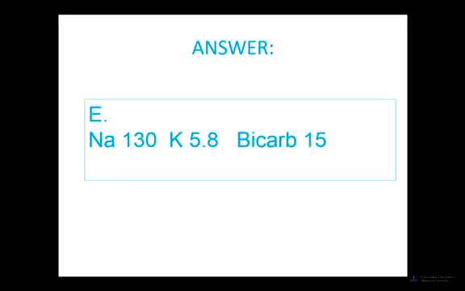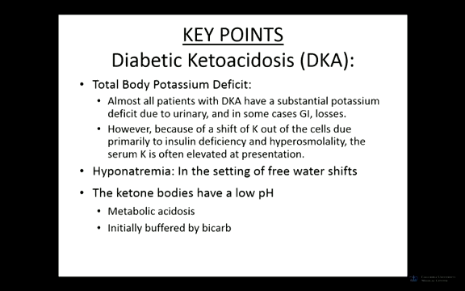So the correct answer is E, and let's go over why. So DKA, or diabetic ketoacidosis, there's a total body potassium deficit. Almost all patients with DKA have a substantial potassium deficit due to urinary and in some cases GI losses. However, because of the shift of potassium out of the cells, due primarily to the insulin deficiency and hyperosmolality, the serum K is often elevated at presentation.